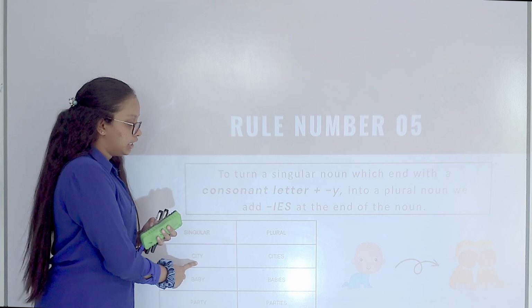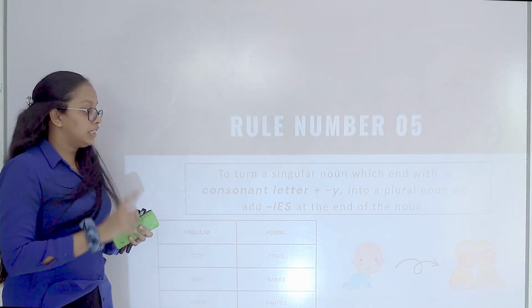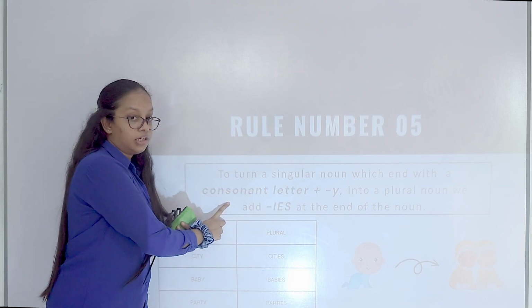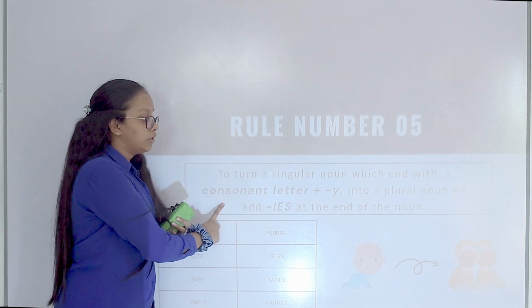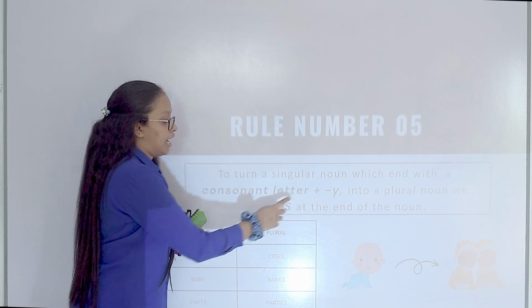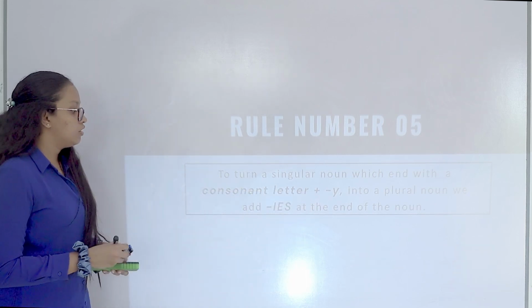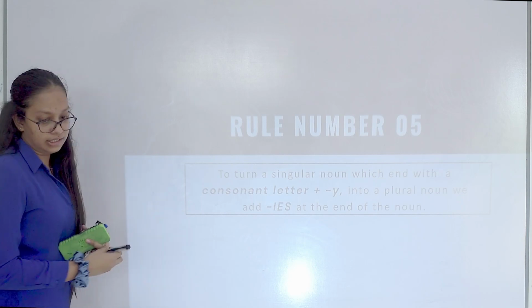Let me explain how it is done. If the last letter is y and before the y we have a consonant letter, what we are going to do is cut out the y and add ies at the end. So it happens like this.